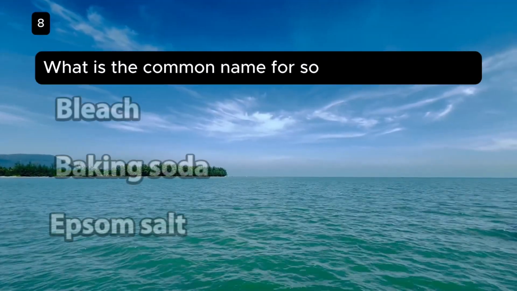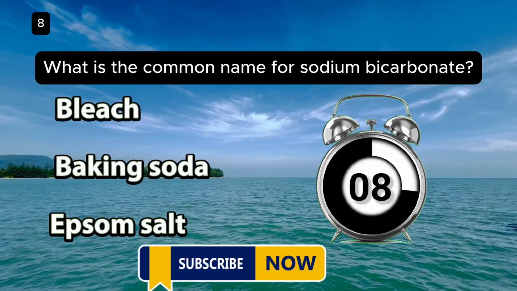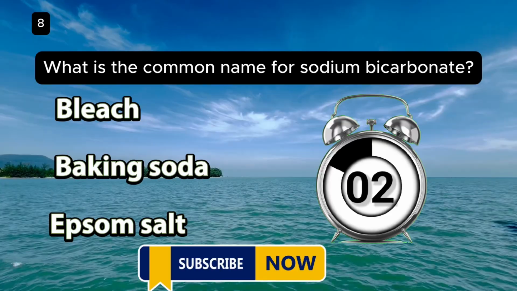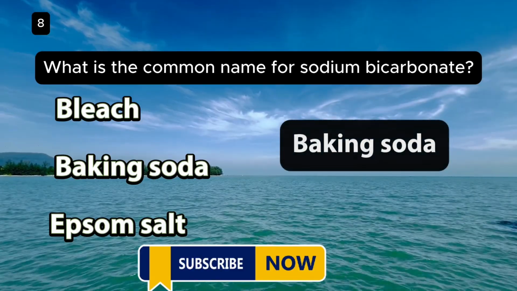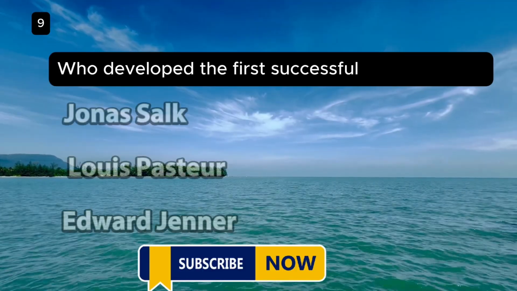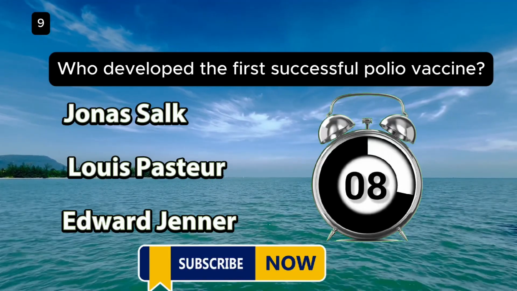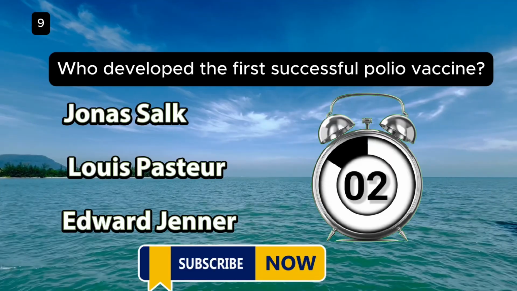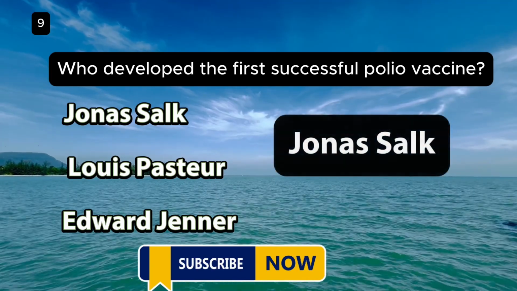What is the common name for sodium bicarbonate? It is baking soda. Who developed the first successful polio vaccine? The answer is Jonas Salk.